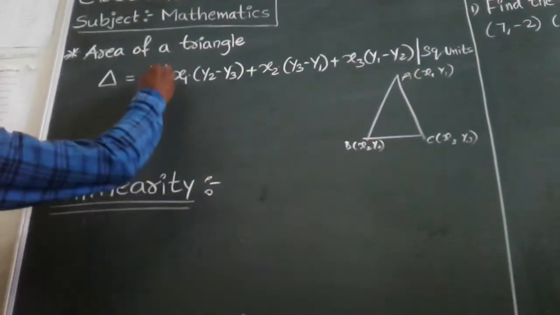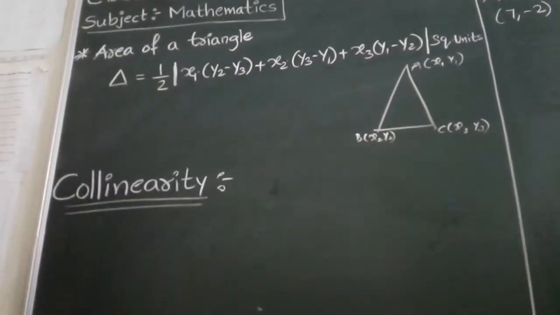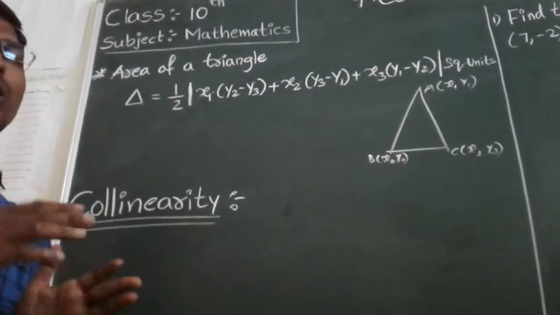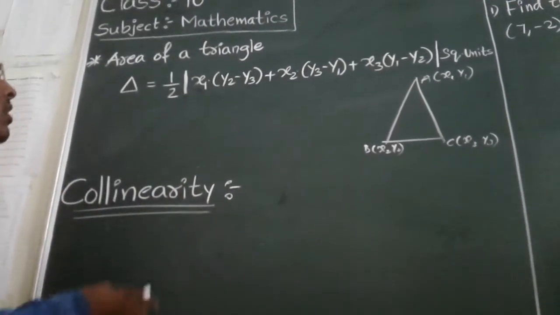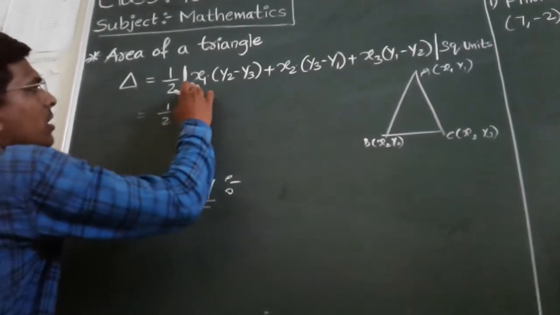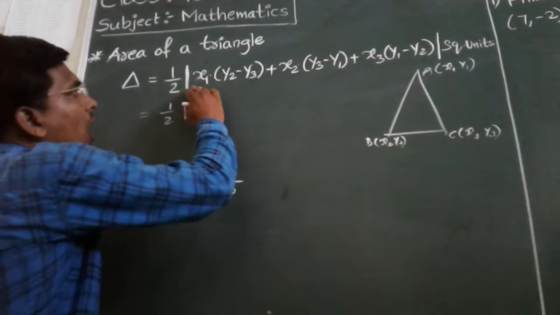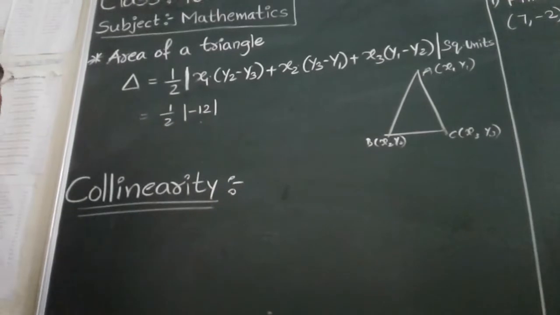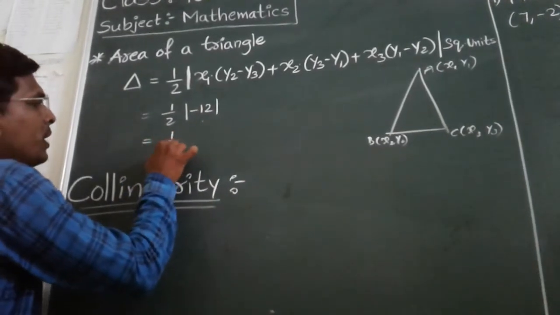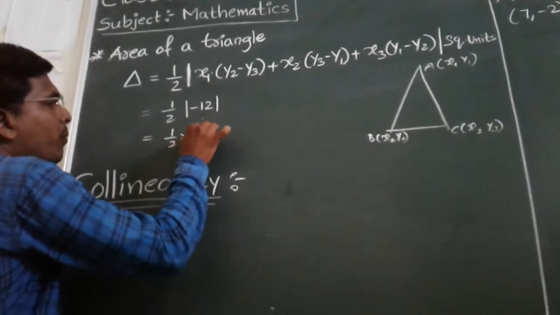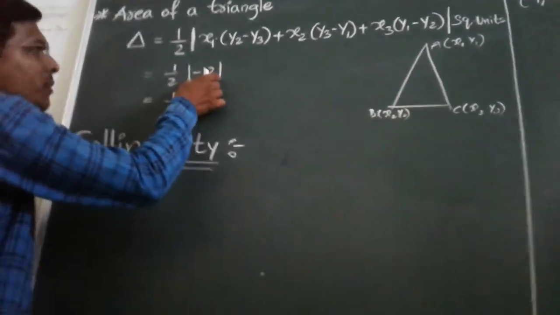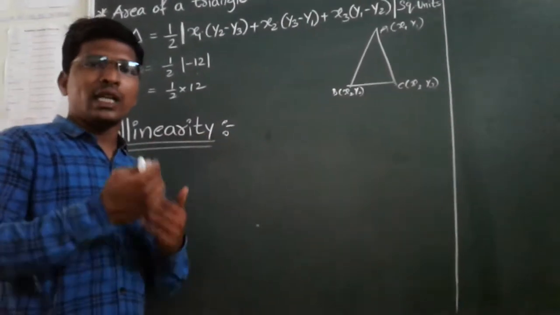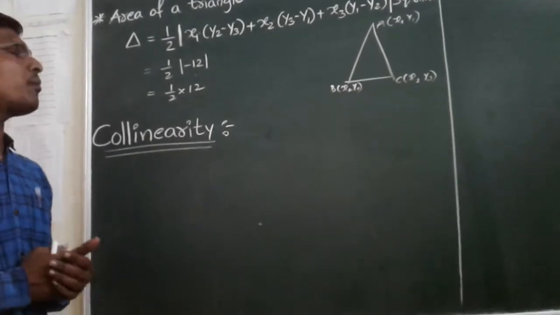Half into modulus x1 into (y2 minus y3) plus x2 into (y3 minus y1) plus x3 into (y1 minus y2) square units. So what is this? This is the modulus sign. Modulus means that if any negative quantity is inside of the modulus, you should consider it as a positive value. For example, after simplification of this value, if you get the answer as minus 12, then we can consider it as 1 by 2 into positive 12. Why? Because modulus converts a negative number into a positive one.